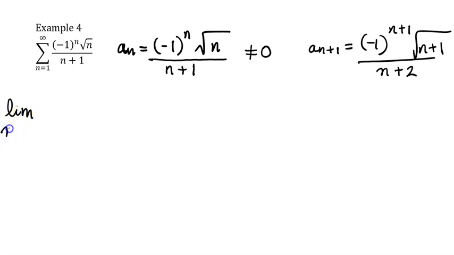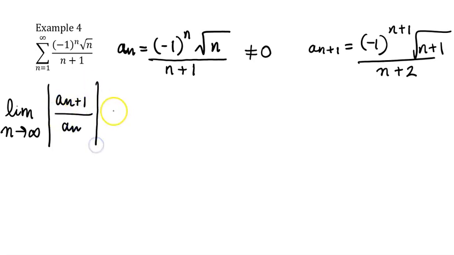Now, to apply the ratio test, let's look at the limit as n approaches infinity of the absolute value of the ratio of the terms of this sequence.